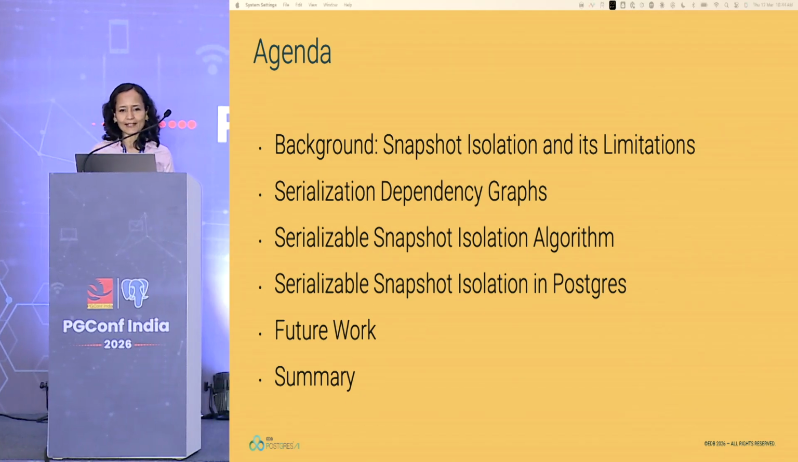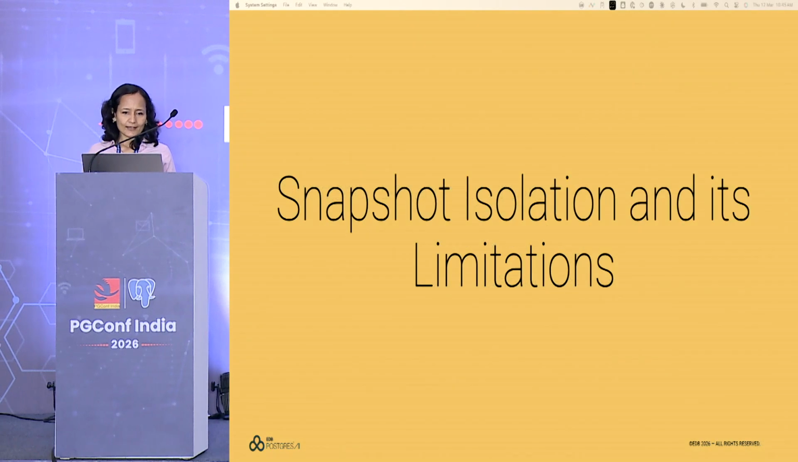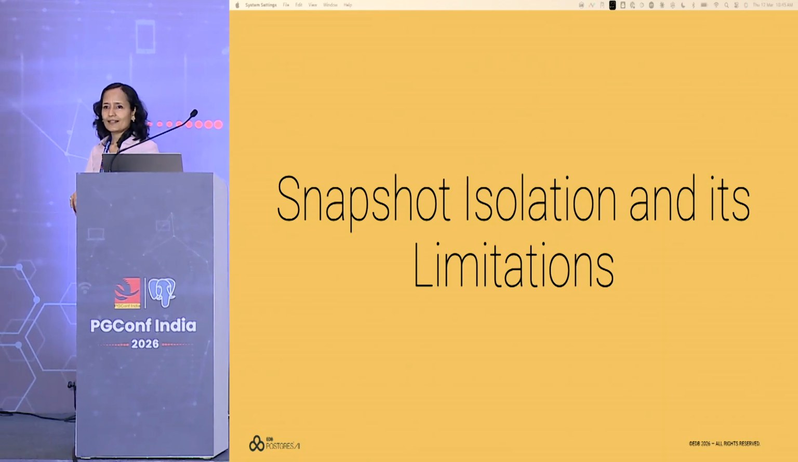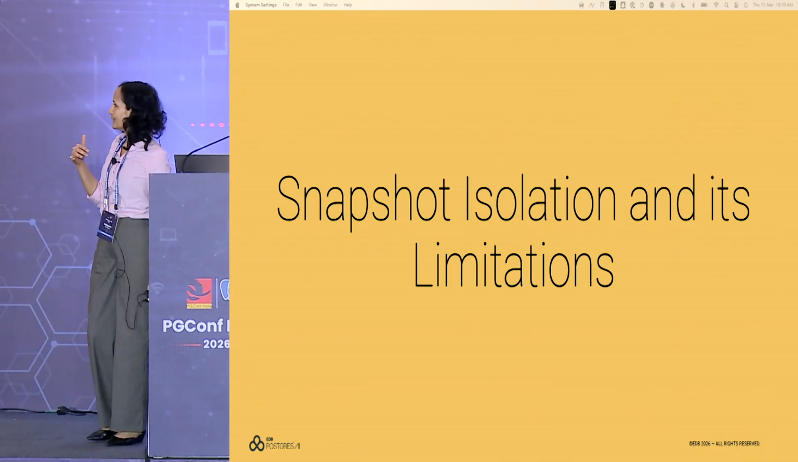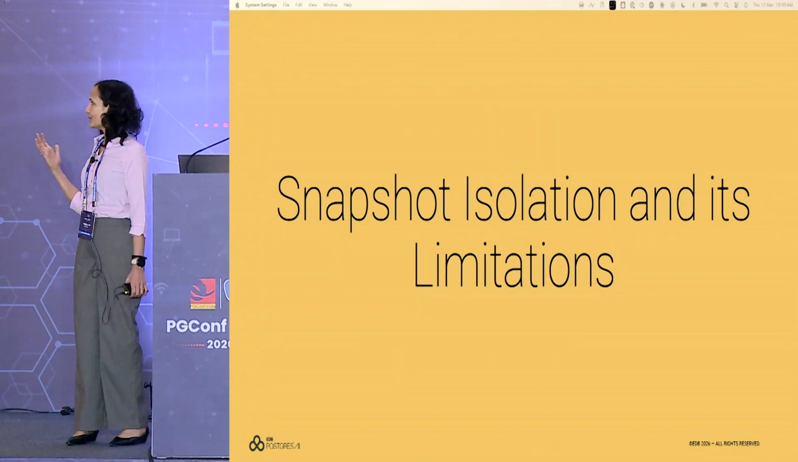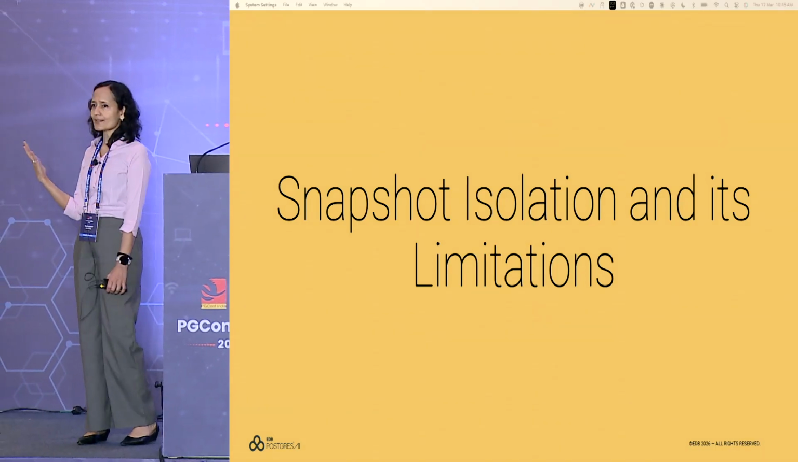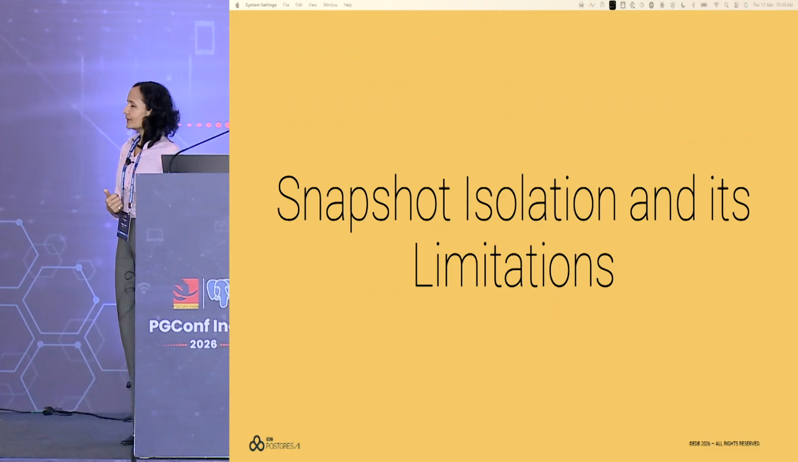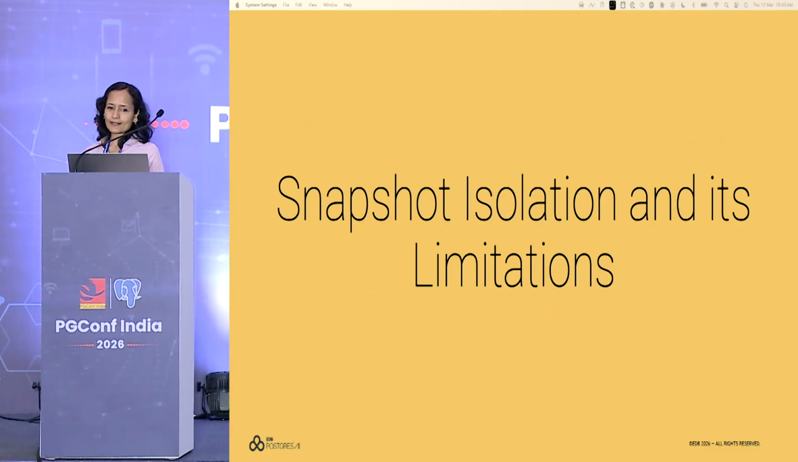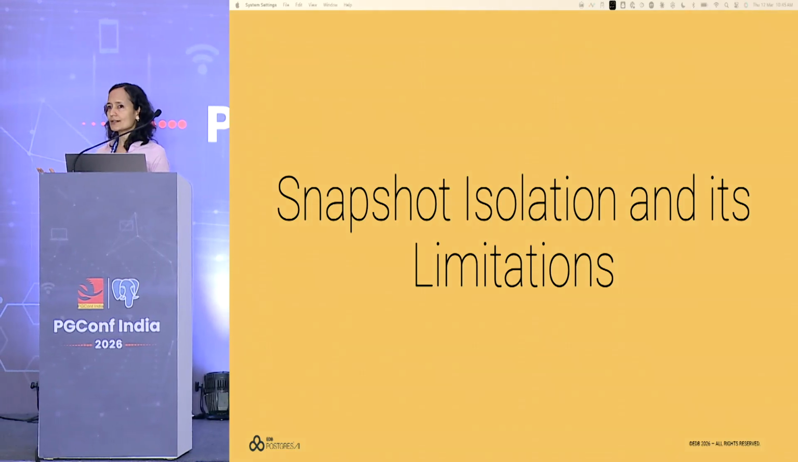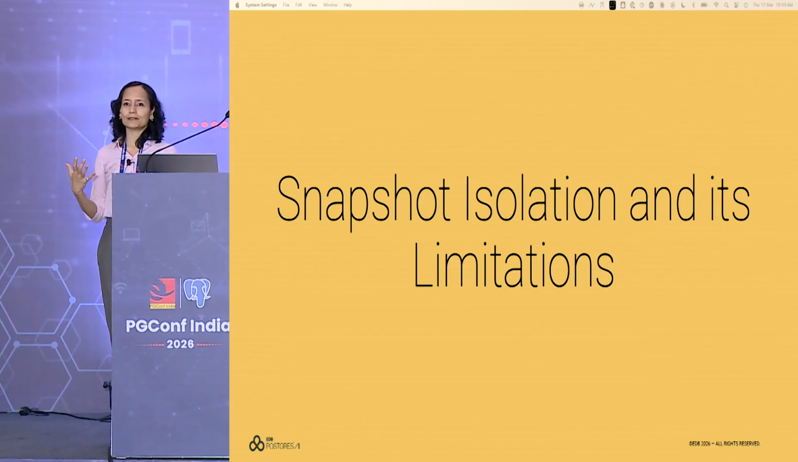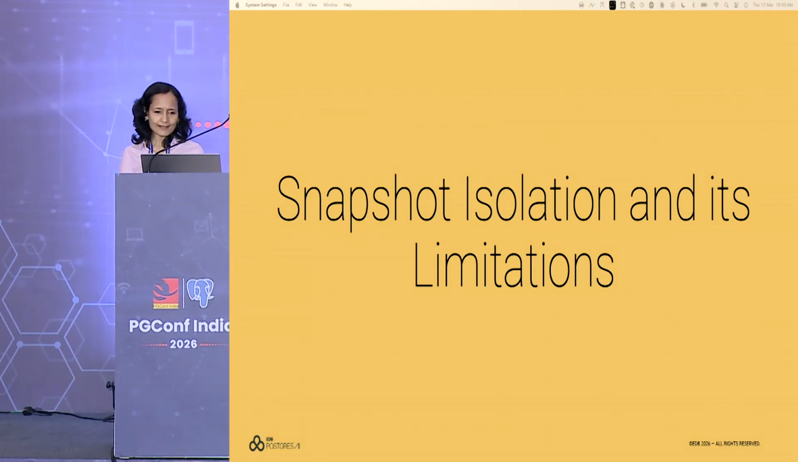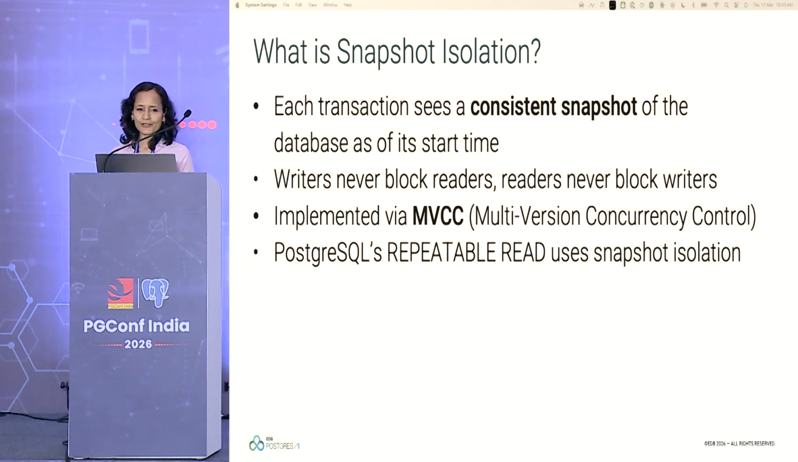So I'll start with some background. This talk assumes knowledge of transaction snapshots, MVCC, and we build from that point onwards. So snapshot isolation is considered a pretty good algorithm for concurrency control, and we'll start with that and some of its limitations.